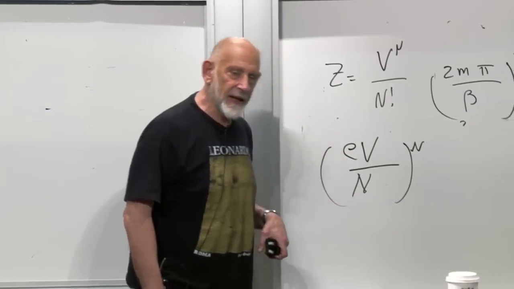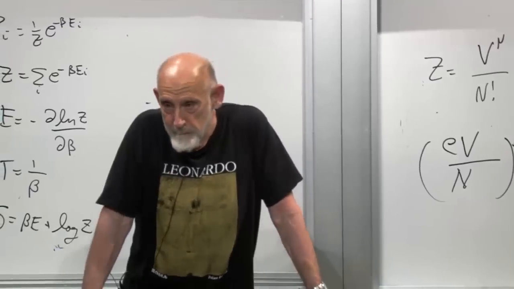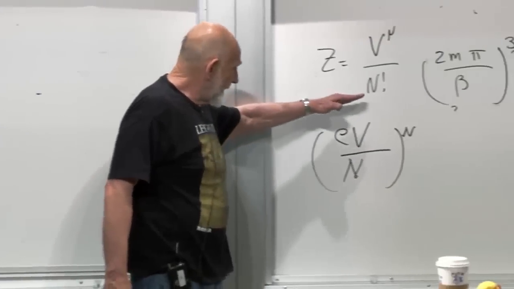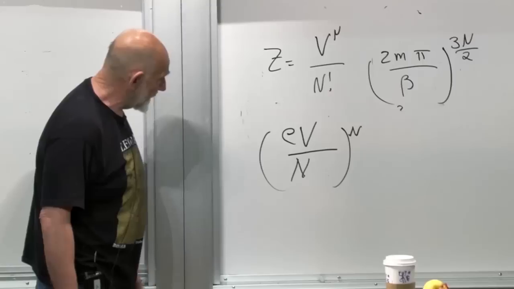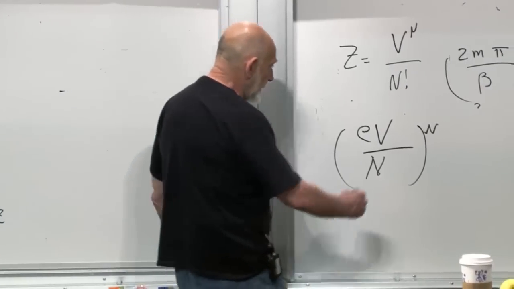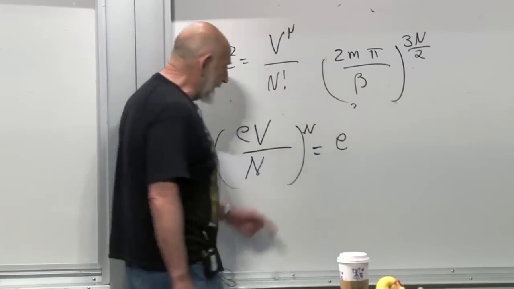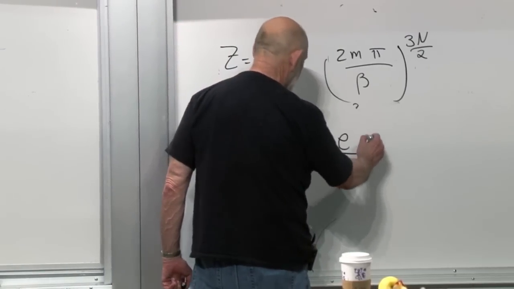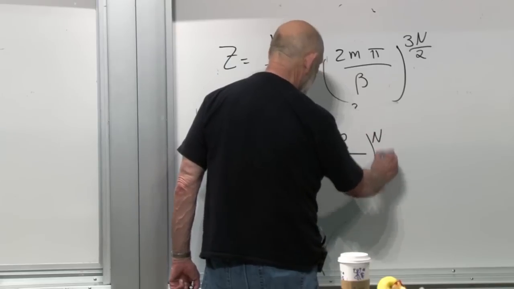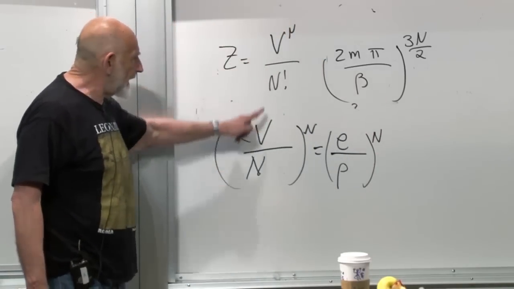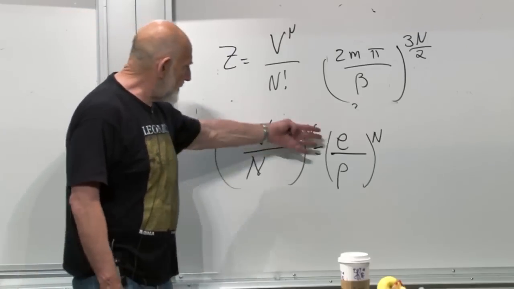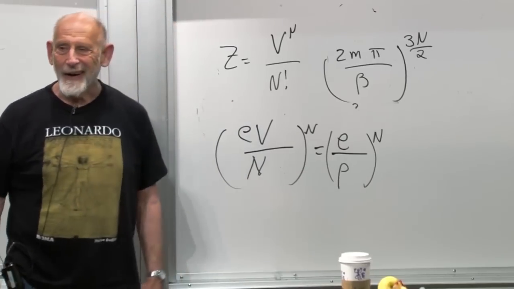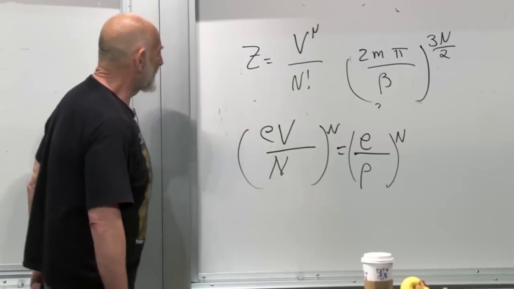But what is the ratio of v to n? Better yet, what's the ratio of n to v? The density of particles. So we can replace all of this volume dependence by e divided by rho. This is not the electric charge, incidentally. It's just the number e, 2.7, divided by the density to the power N. That's the factor coming from here. If I hadn't had this N factorial there, I wouldn't have been able to make this nice trick.